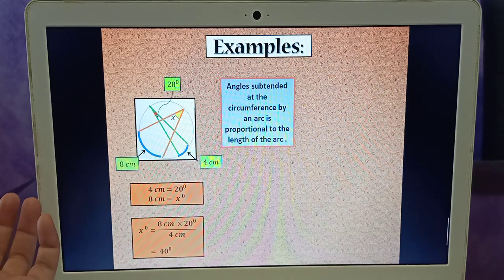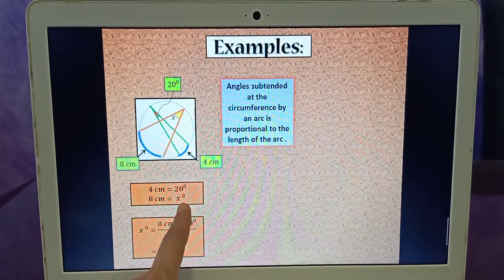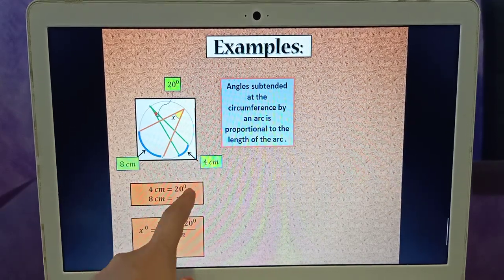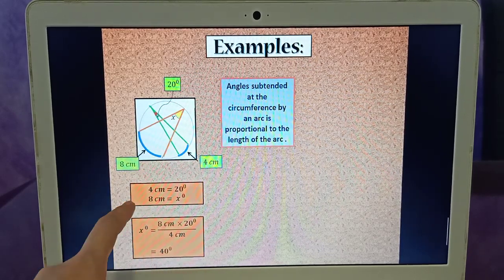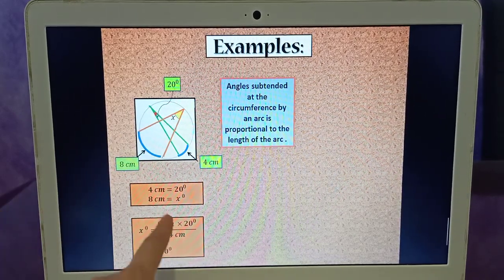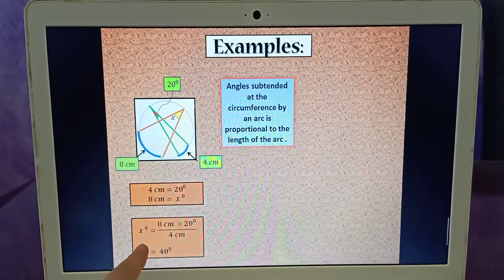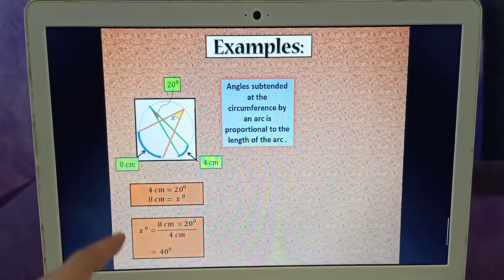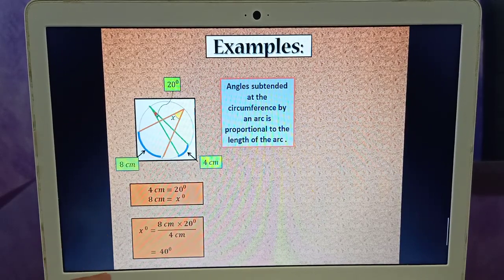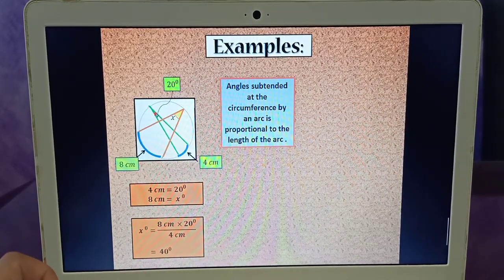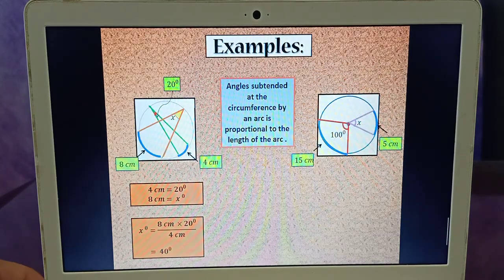So here's the calculation. To get the value of x, you get the diagonal, 8 cm times 20 degrees divided by 4 cm. This is how I always teach you, right? You better use this one because this will help you save a lot of time. Okay, so the answer is 40 degrees. So the next one, how about this one?